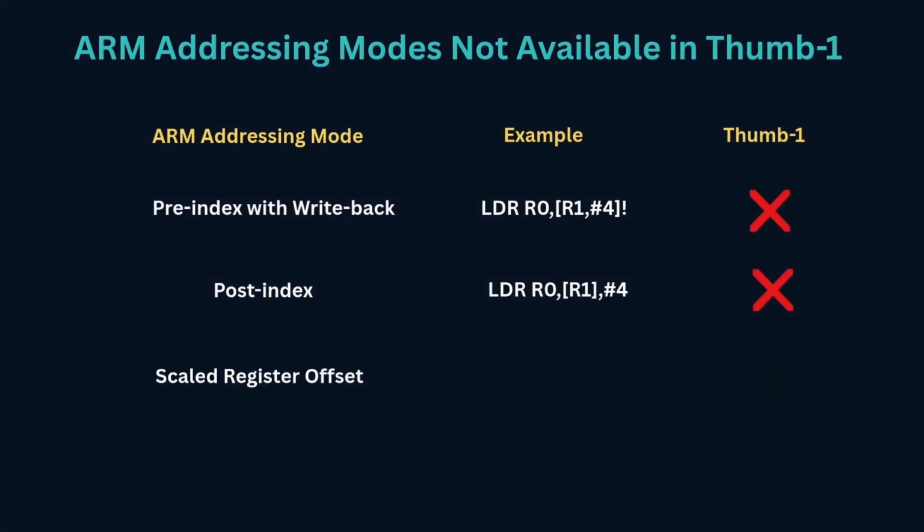Next, we have scaled register offset. For example, LDR R0, [R1, R2, LSL #2]. ARM even allows the register offset to be shifted before the memory access. Thumb-1 completely removes this addressing mode.